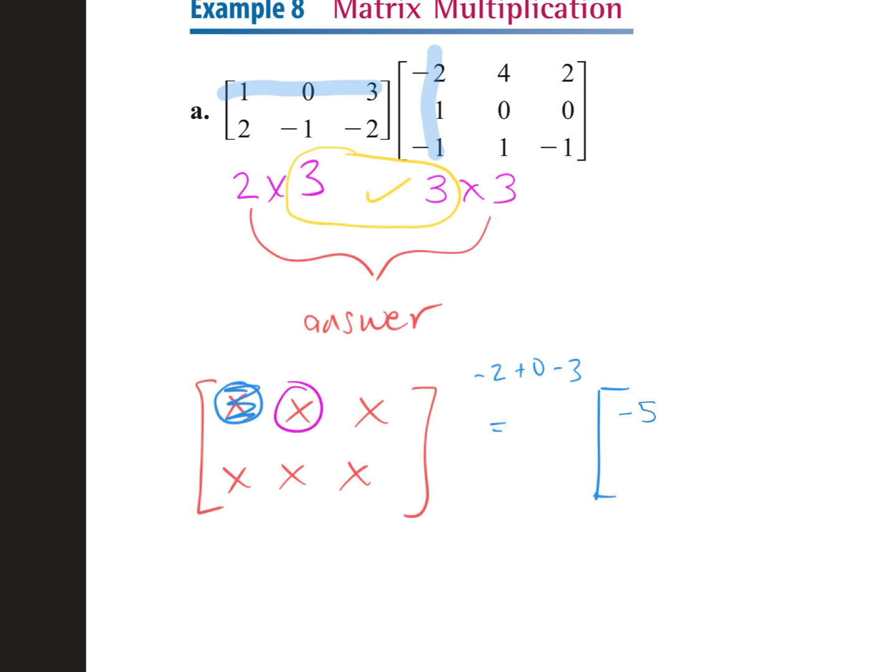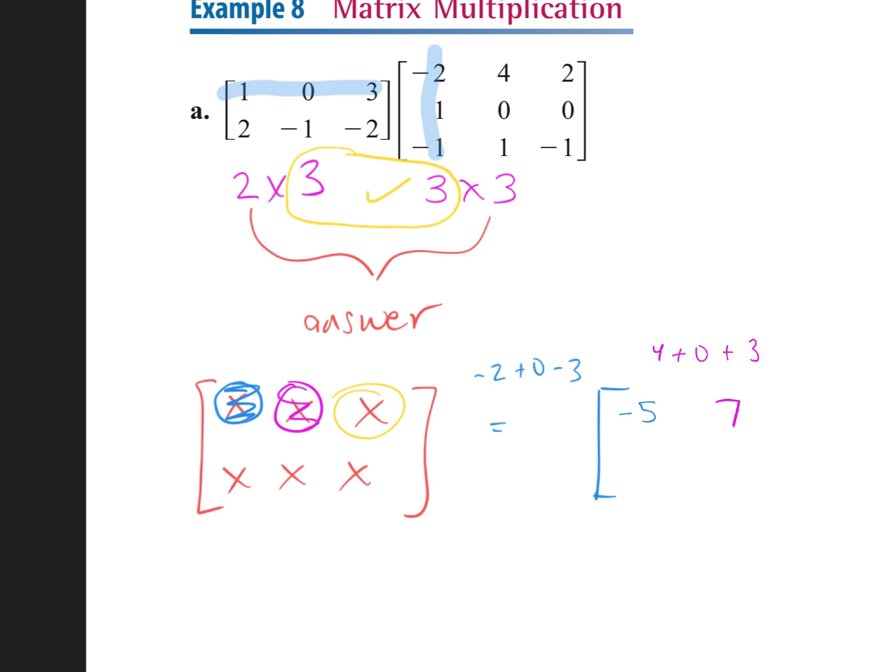So now let's go here. Now again, if you wanted to go below it, that's fine. You would just go second row, first column. So I'm in the first row still. But now what column? Second column. So 1 times 4 is 4. 0 times 0 is 0. And 3 times 1 is 3. So what's 4 plus 0 plus 3? 7. Good. That one's done.